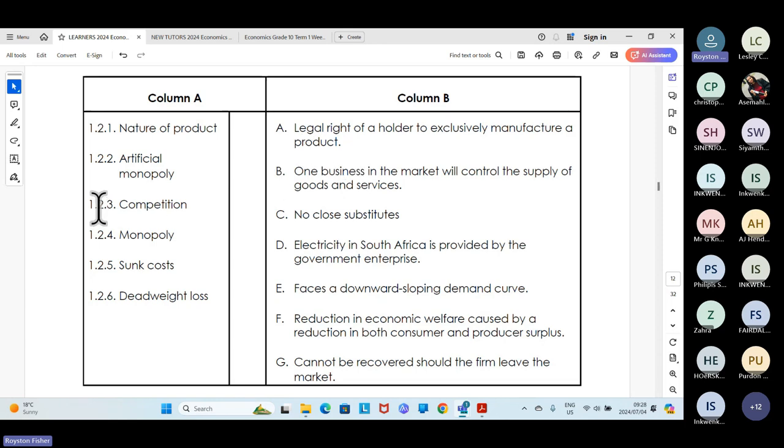1.2.3, competition. Let us see what your answers are for competition. Inclusive says it's B. Santa Claus says it's B. Balai says it's B. And St. Andrews also says it is B, that is competition.